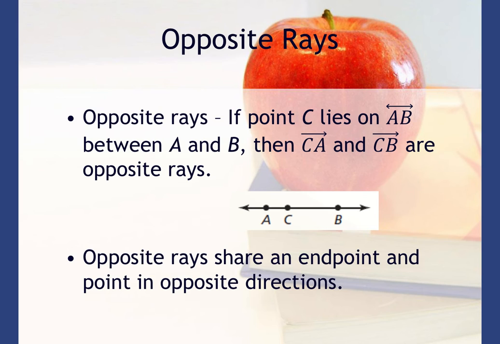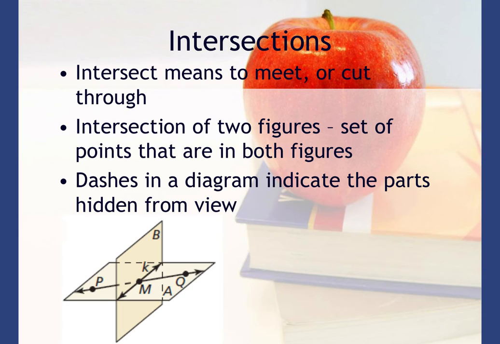So I can't put a point like D here and say ray DB and ray CA. Let me reverse those letters. These are not opposite rays because they don't share an endpoint, right? Do they point in opposite directions? Yes, but they don't share an endpoint. They have to have that endpoint. And opposite rays also form a straight line.